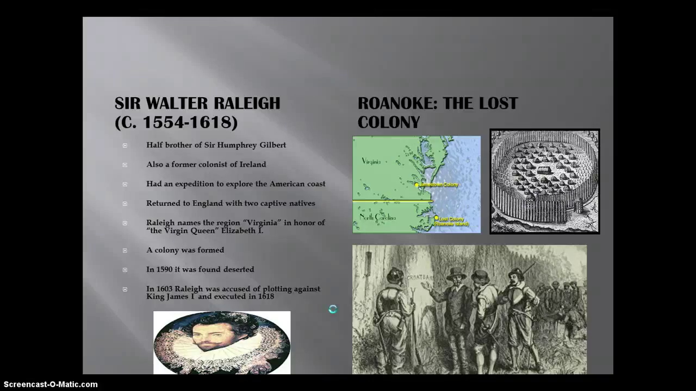So Sir Walter Raleigh, also 16th century, early 17th century. He's the half brother of Sir Humphrey Gilbert, also a former colonist of Ireland. He had an expedition to explore the American coast. He returned to England with two captive natives. That was the thing to kind of show.